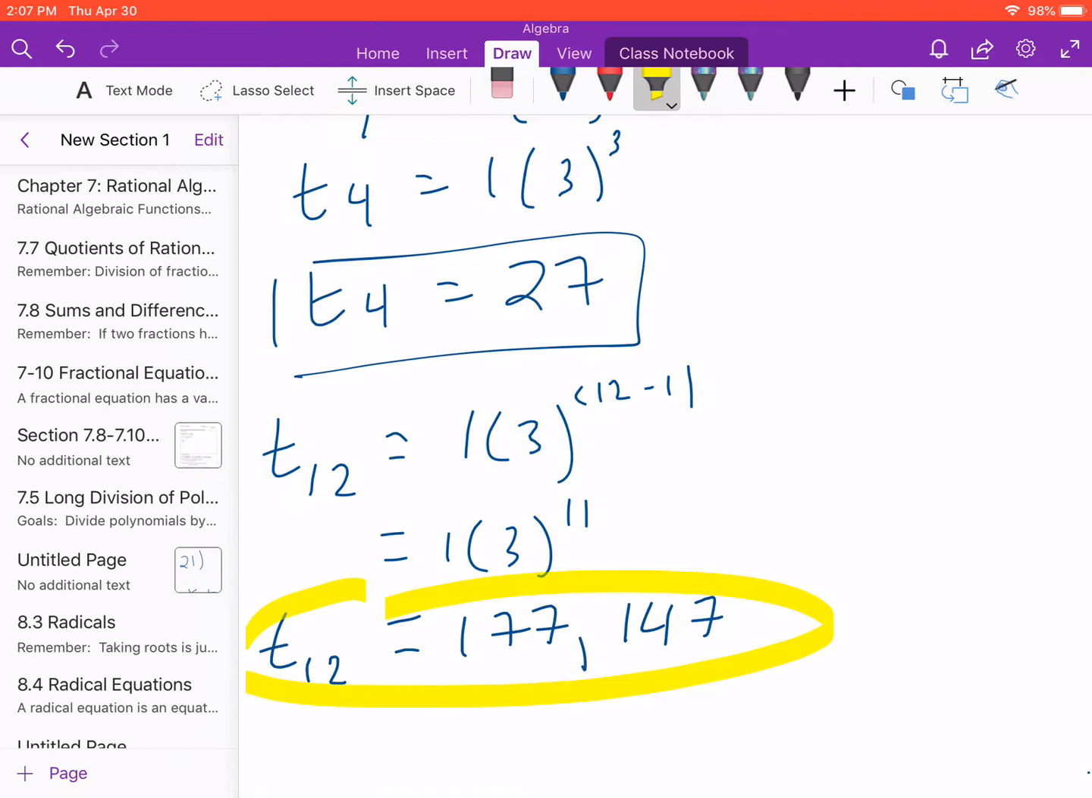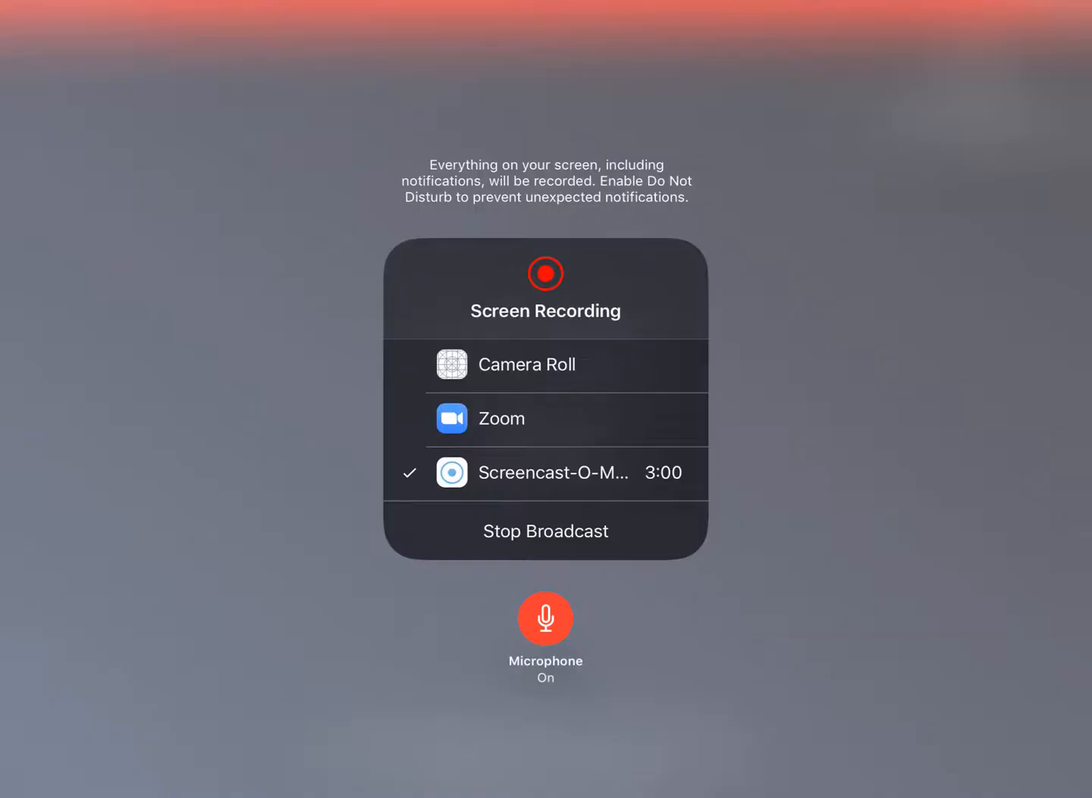And in the next video, I'm going to show you how you can find the number of terms, the total number of terms in a sequence.